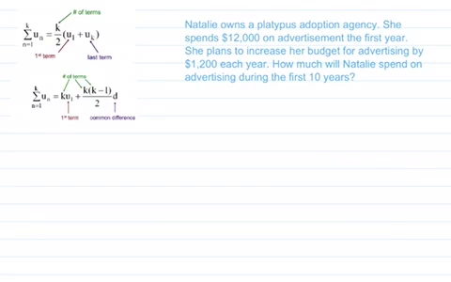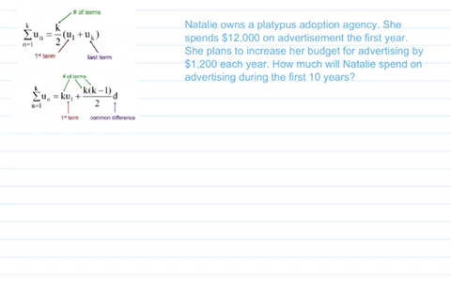Natalie owns a platypus adoption agency. She spends $12,000 on advertisement the first year. She plans to increase her budget for advertising by $1,200 each year. How much will Natalie spend on advertising during the first 10 years?